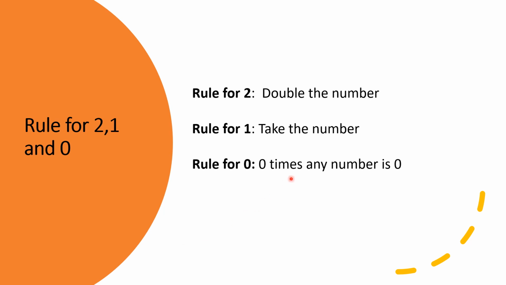Lastly, we see the rule for 2, 1 and 0. As we all know, the rule for 2 is just doubling the number. Whatever the number we see, we just need to double it. If there is any carry forward, we carry it forward towards the next digit. And the rule for 1 is just take the number as it is. And the rule for 0 is always 0. Any number times 0 is always 0. So these are the simple rules and they don't require any explanation.